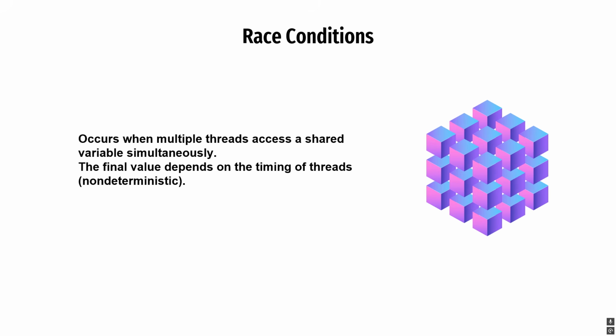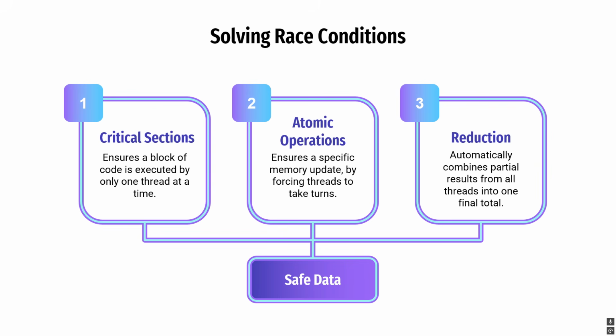So what are race conditions? Race conditions occur when multiple threads access a shared variable at the same time, which might affect the final result. To avoid race conditions, we use one of these 3 methods.